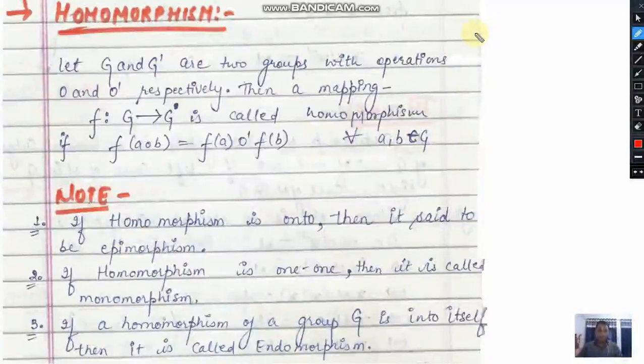During the last lecture, we had just started the definition of homomorphism, but due to some technical errors, the definition could not be completed in that lecture. I am defining homomorphism again. Let us suppose we have two groups.